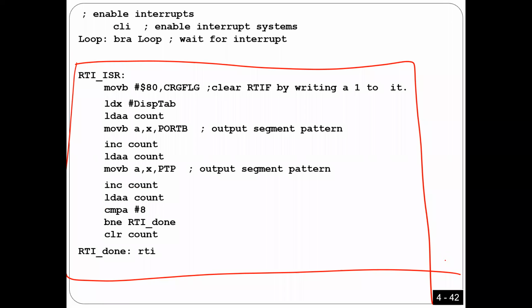Look here, guys. Number 1, don't forget this one. Always you have to write this in order to clear the interrupt flag bit. Also, you always have to end with RTI, so that I can return back. Now let's see how it works.